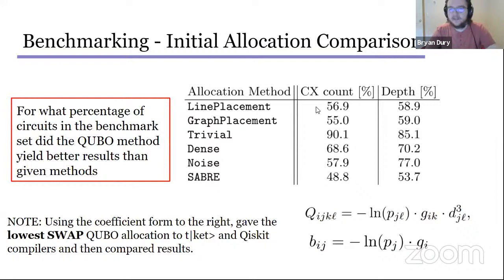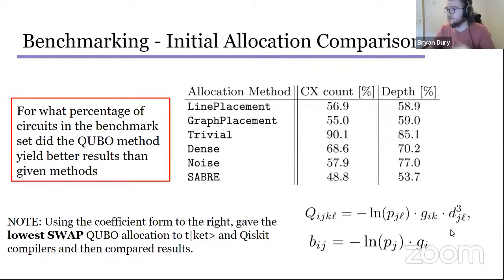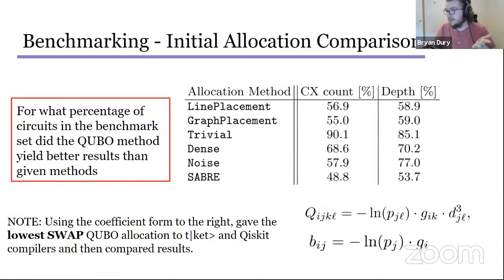What we should mention here is that we're using this particular coefficient form, which we honed in on through some testing, and found to produce pretty good allocations with respect to the metrics we cared about, which are swap count and success probability. And we're using the lowest swap QUBO allocation because, at the end of the day, we have thousands of allocations, and we have to pick one of them to compare to the other methods. So we take that allocation, feed it into Qiskit and into Ticket, count up our total CNOT count and our circuit depth at the end, and then compare them. That's where these numbers are coming from. So we can see that it's doing pretty good.